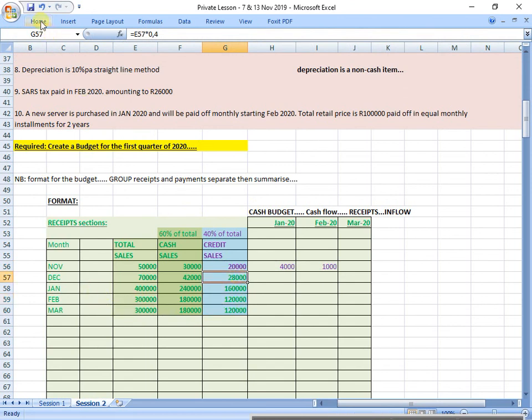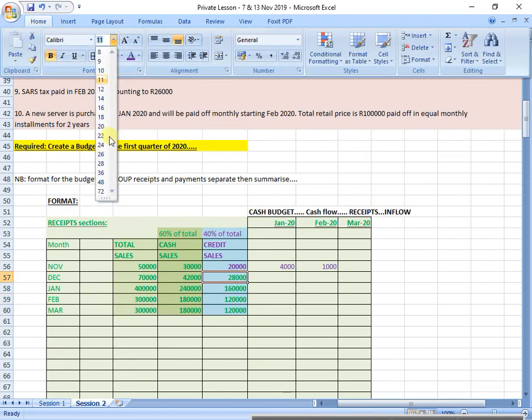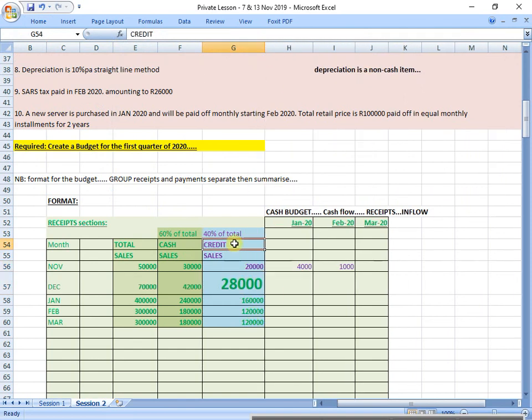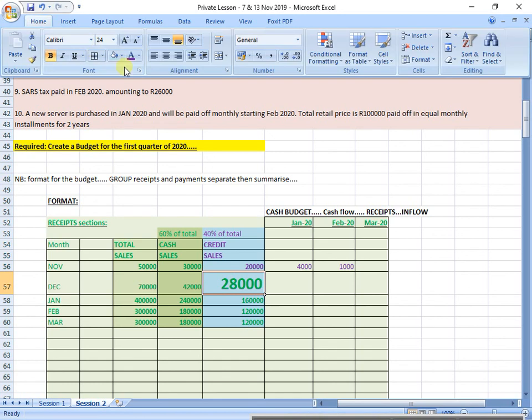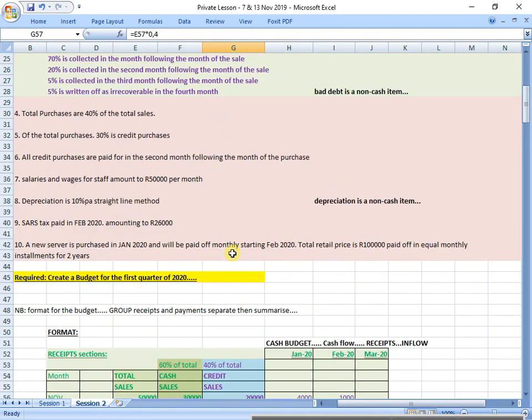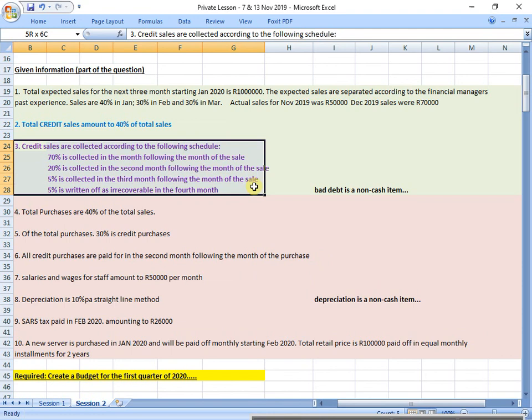Okay, what month am I going to look at now? December. Did I sell on credit in December? Yes, I did. 28,000 Rand worth of sales were credit sales. When I have credit sales, I need to follow this because it's a delayed receipt. I sell something to you today, you come back and you pay me next month, or the month after that, or the month after that.